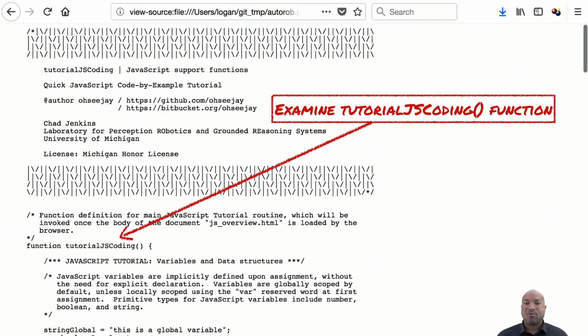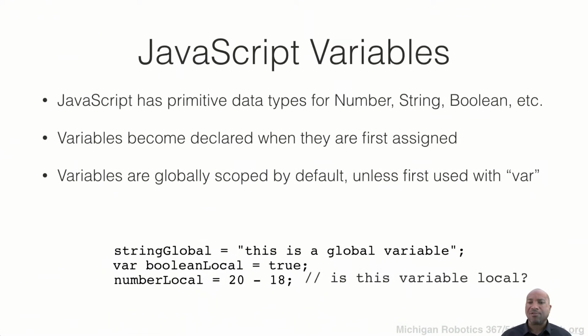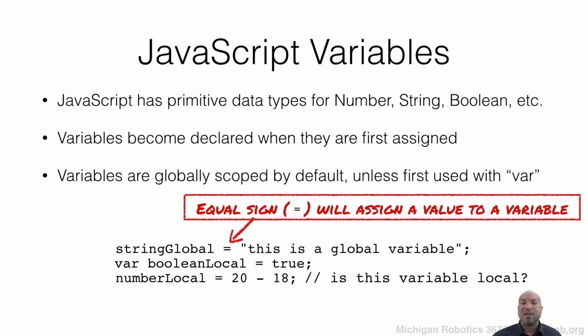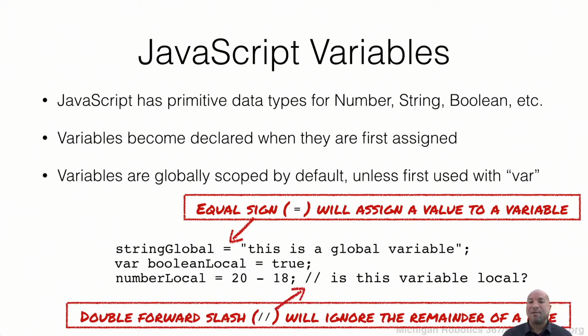Inside of there, you'll see that we call this function tutorial.js coding, and that sort of goes through a number of different examples of how we would use JavaScript in this context. For example, some of the first lines that you'll see are things that create variables in JavaScript. Variables are just an empty container for some information that we can store.